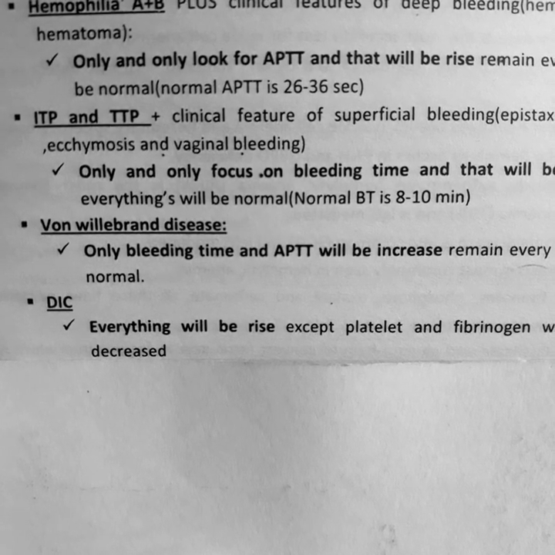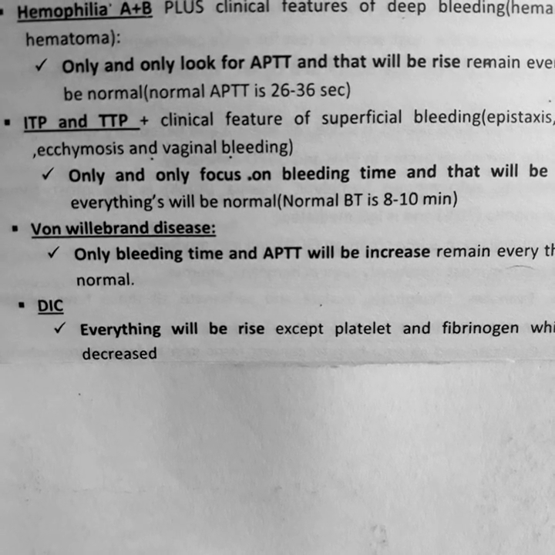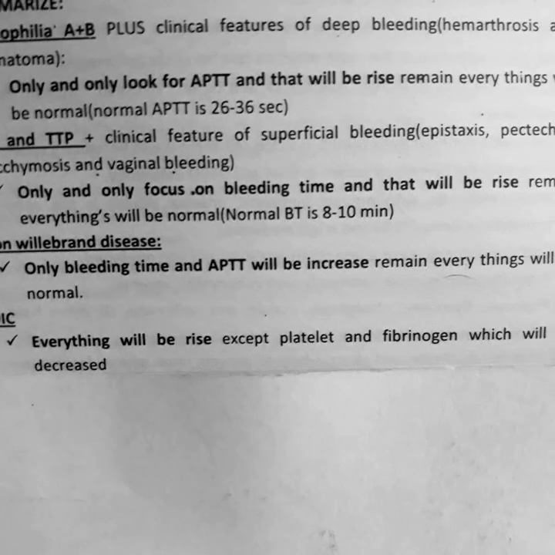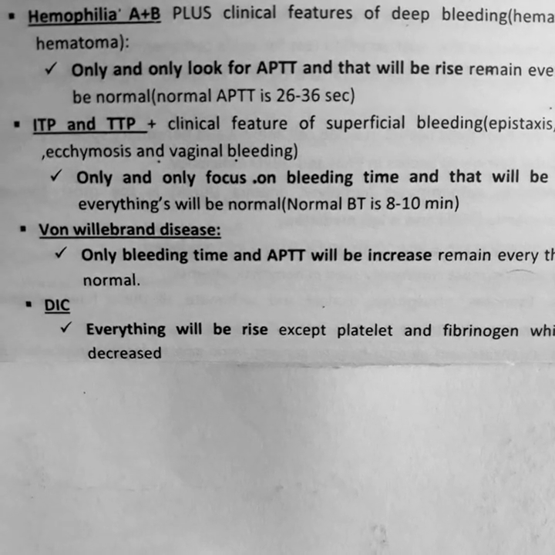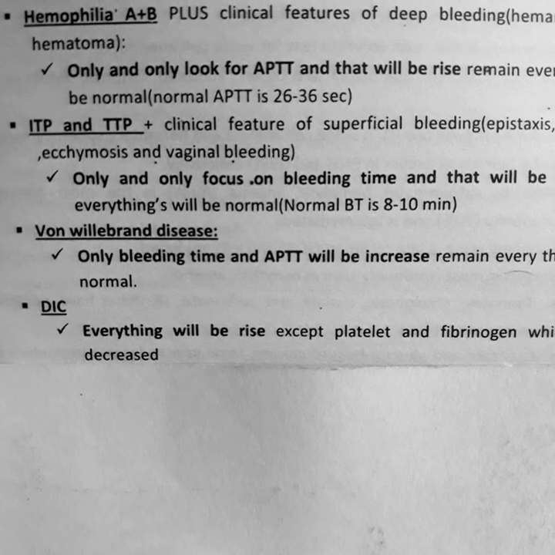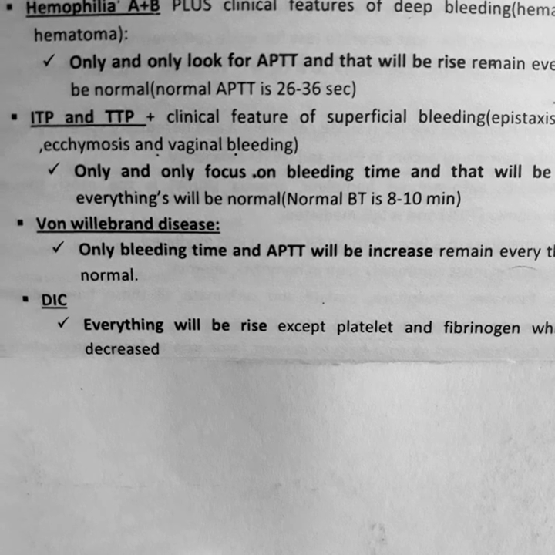In von Willebrand disease, only bleeding time and APTT will be increased, and everything else will be normal. In DIC, everything will rise except platelets and fibrinogen, which will be decreased.